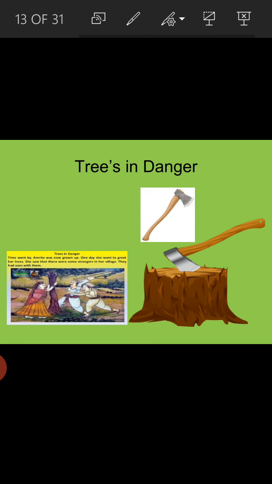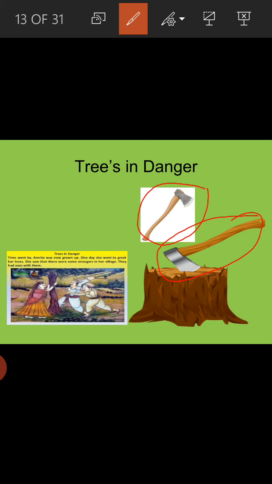Time went by. Amrita was now grown up. One day, she went to greet her trees. She saw that there were some strangers in her village. They had axes. You can see this axe in the picture. Yes, it is an instrument used by woodcutters or hunters to cut trees. This is called an axe, and the plural of axe is axes.